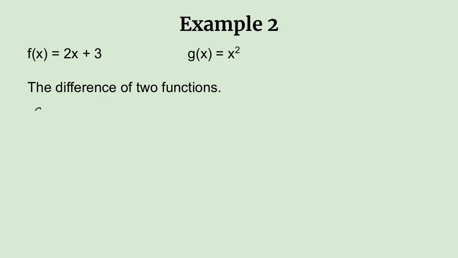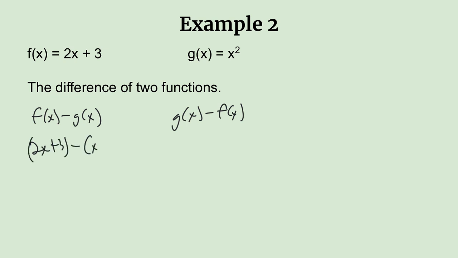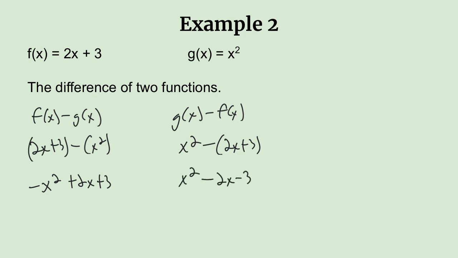Difference, so f of x minus g of x, and then we can also do g of x minus f of x since order matters here, so I'm showing the two different ways. Here we'll have 2x plus 3 minus x squared. Notice how I use parentheses just to make sure we keep track of all of our signs. So this would be negative x squared plus 2x plus 3. Over here, we have x squared minus (2x plus 3), which is x squared minus 2x minus 3.